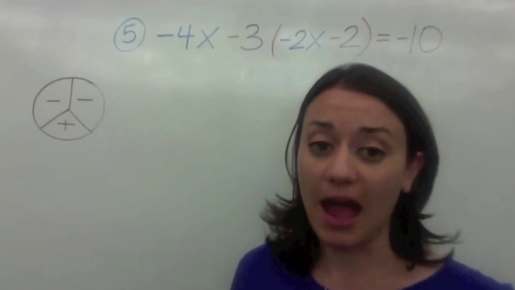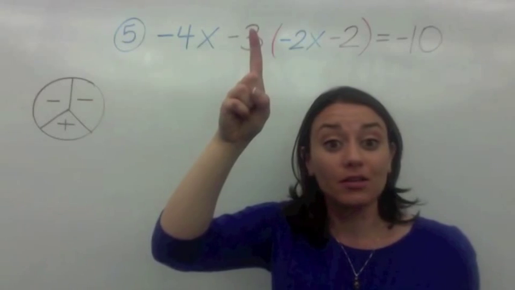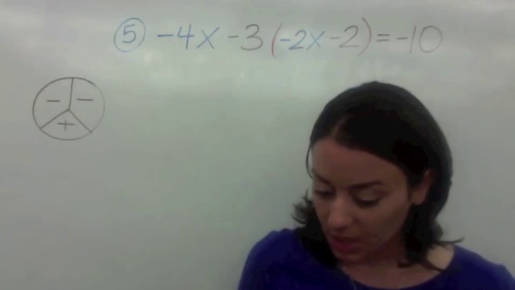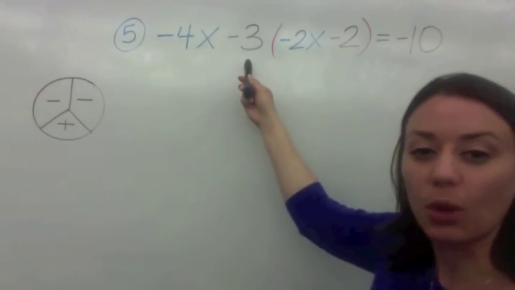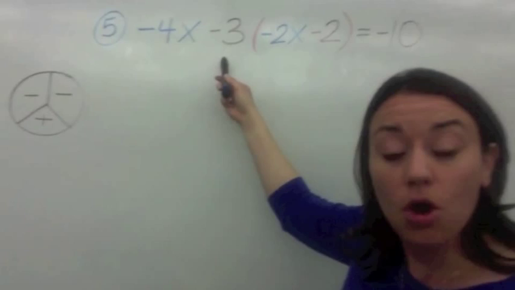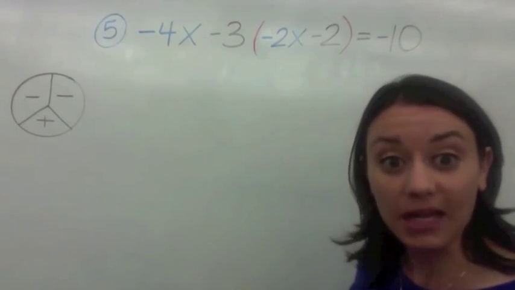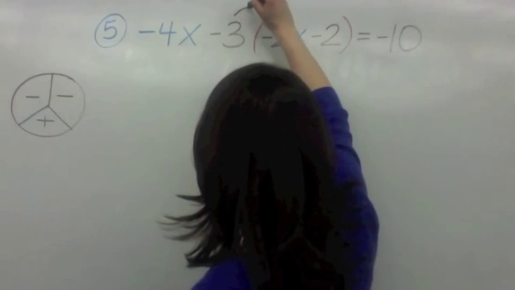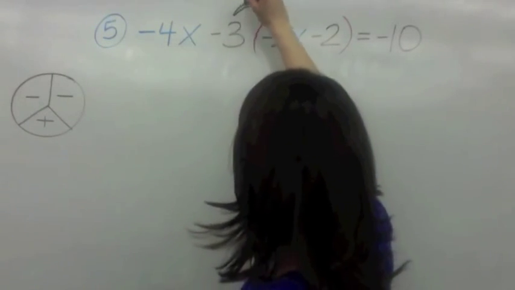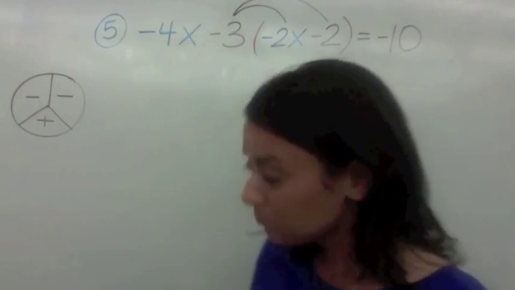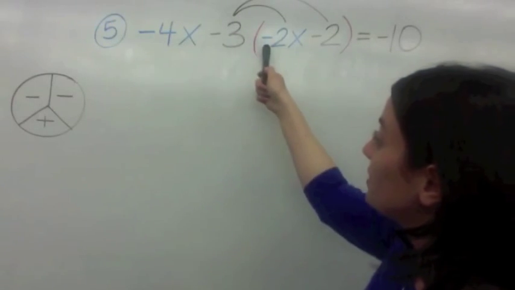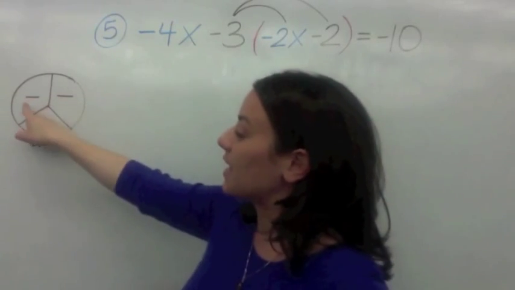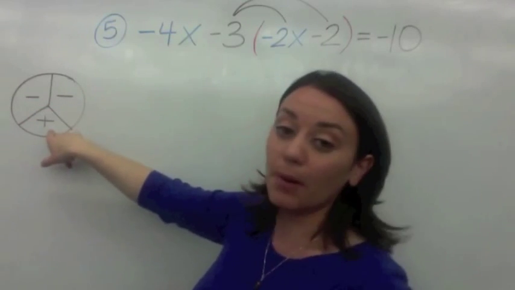I still have some people that are adding. This is why we sing this little song, right? Because we need to distribute and then multiply. So what are we distributing? What are we multiplying? Okay, who is getting married? -3, right? So you're going to multiply -3 times 2x and -3 times -2. In this situation, you have negative times negative right here and negative times negative here. What is negative times negative? A negative times a negative is a positive.